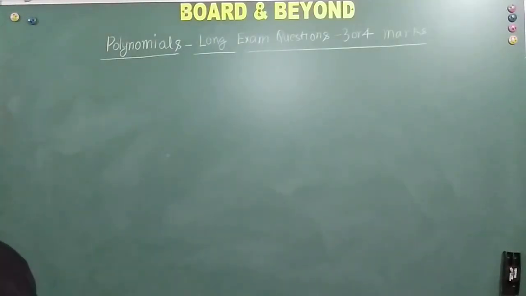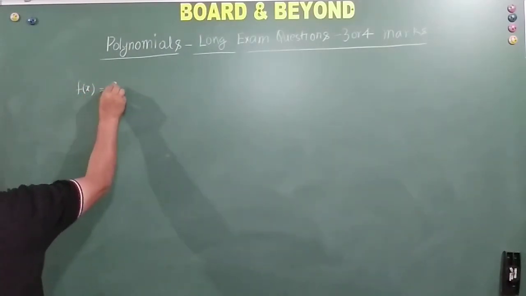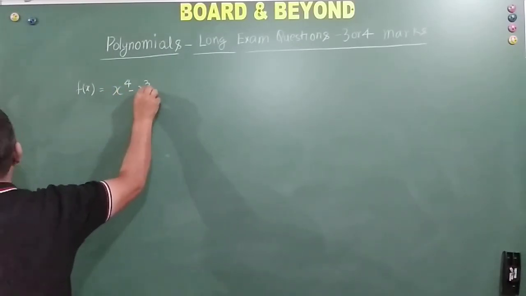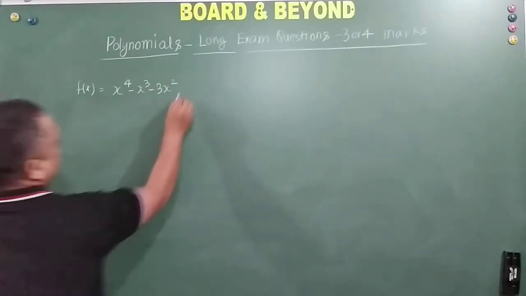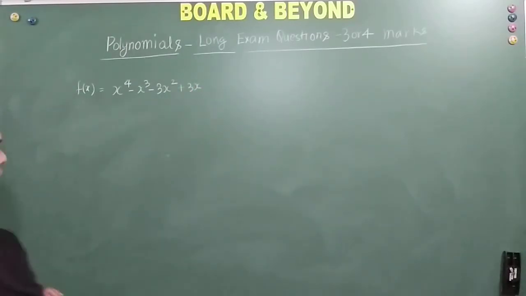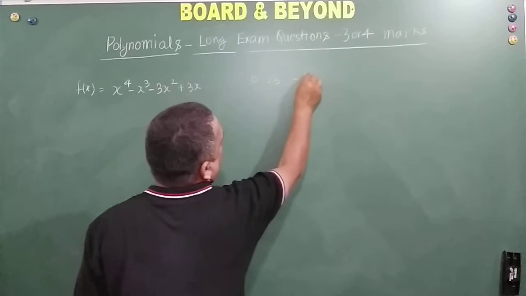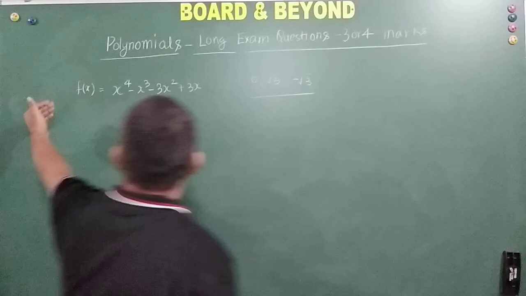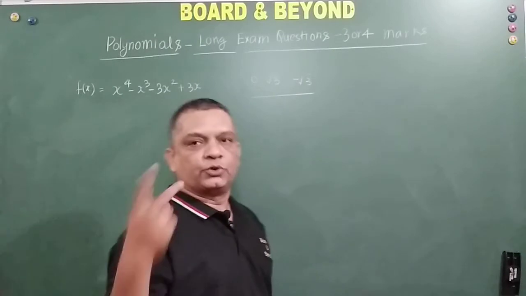So the next problem says that 3 zeros of a polynomial f of x, given as x power 4 minus x cube minus 3x square plus 3x, are 0, root 3 and minus root 3. For this polynomial, if 3 roots are these, find the 4th root.